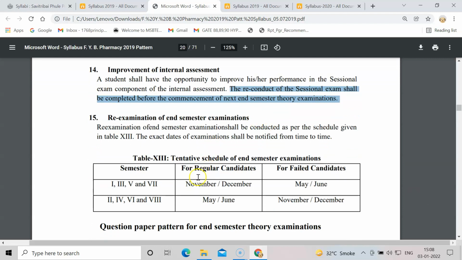And these are the tentative schedules, but now due to the pandemic these schedules are not followed as such. The first, third, fifth and seventh semester examinations are almost in November and December, and the second, fourth, sixth and eighth, that is odd semesters and even semesters. The even semesters are in May and June, and for failed students as per the respective schedule.